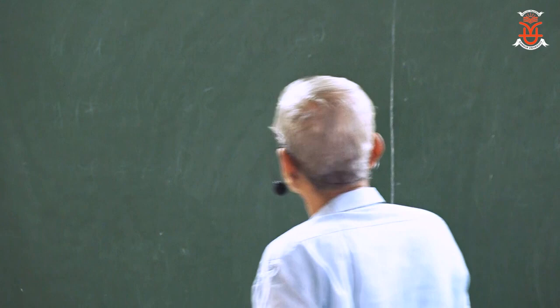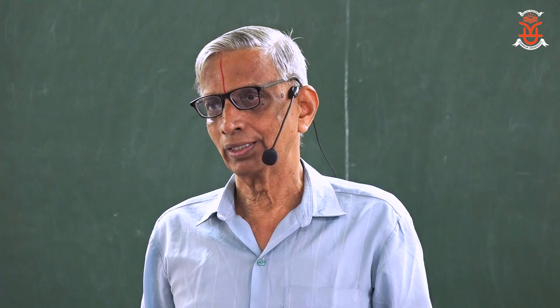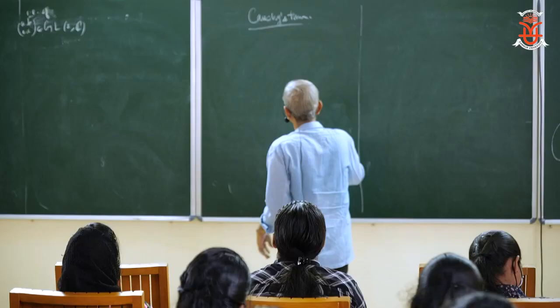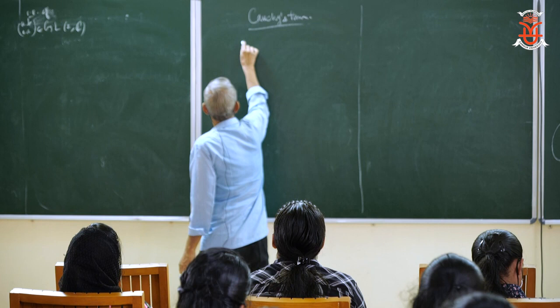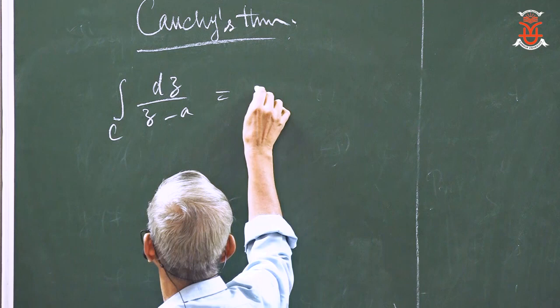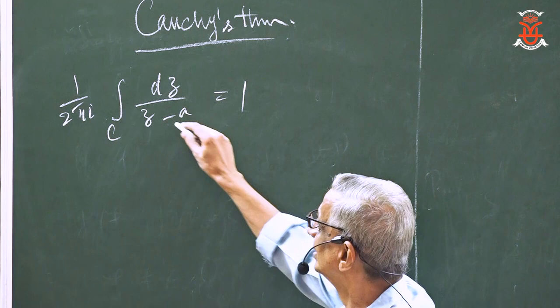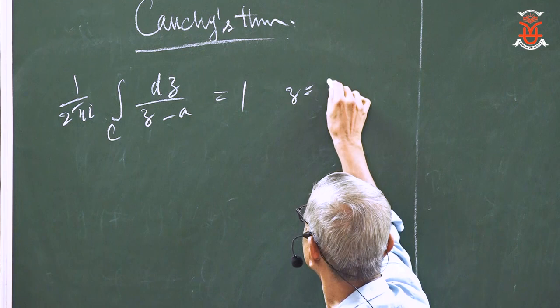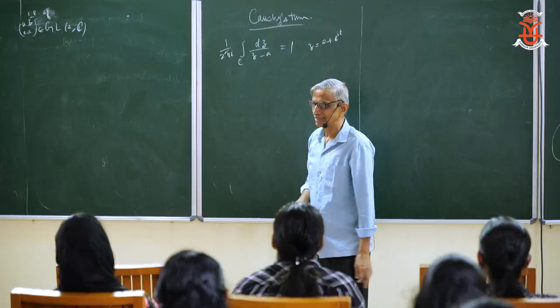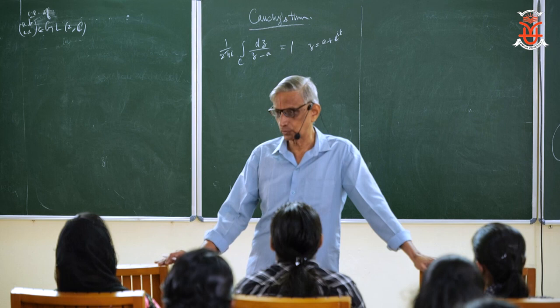In Cauchy theory, here is where what is called the index comes into the picture. Index of a curve with respect to a point. So remember, if you want to put a 1 over 2 pi here, when say C is the circle around a with radius 1, radius doesn't matter actually. Of course, we calculated this and saw that.